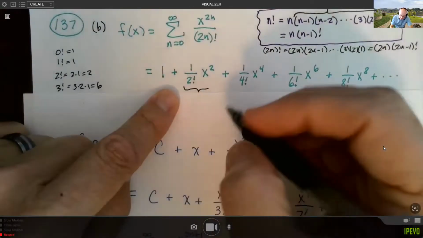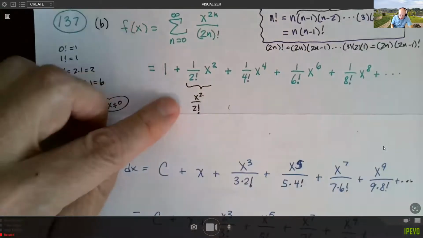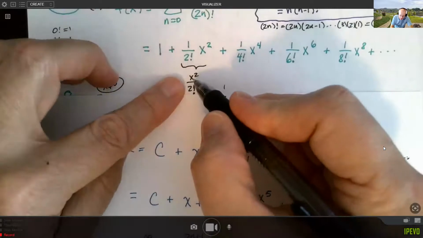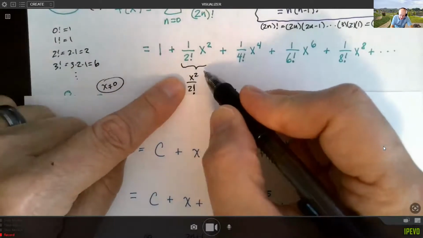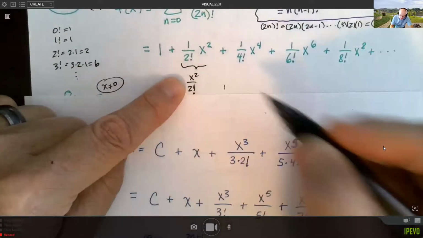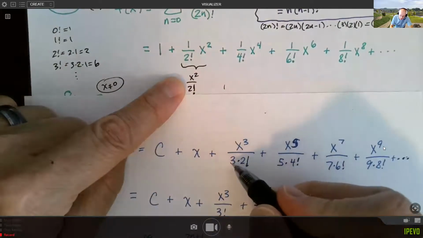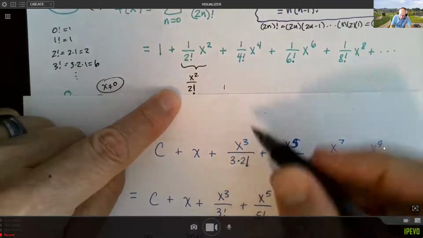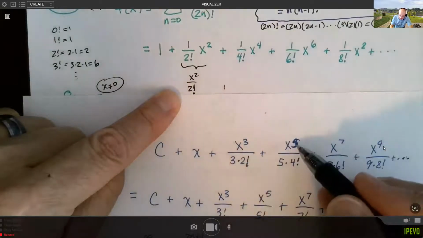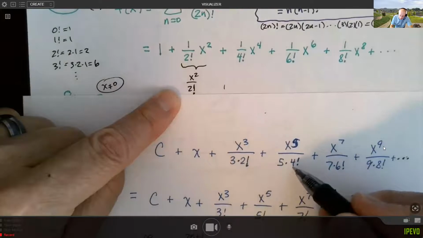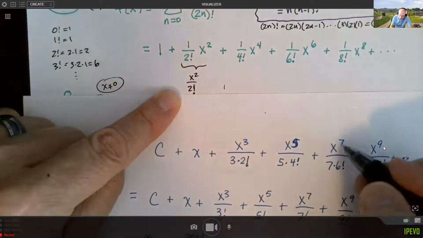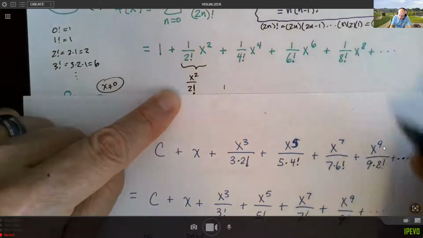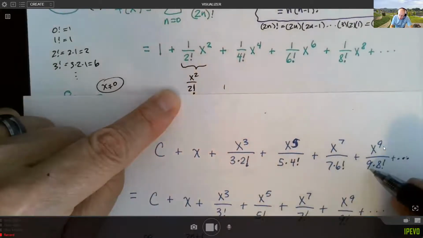What's the antiderivative here? Well, I'm going to think about it as x squared over 2 factorial. But the antiderivative of x squared is what? We add 1, x cubed, and divide by 3, x cubed over 3. So I've got x cubed over 3, and then that 2 factorial is still down here. That's the antiderivative of this first term. This one will be x to the 5th over 5 times 4 factorial. Then x to the 7th over 7 times 6 factorial. Then x to the 9th divided by 9 times 8 factorial.